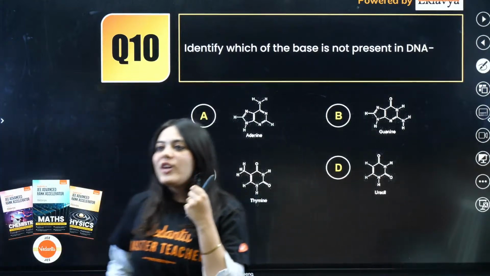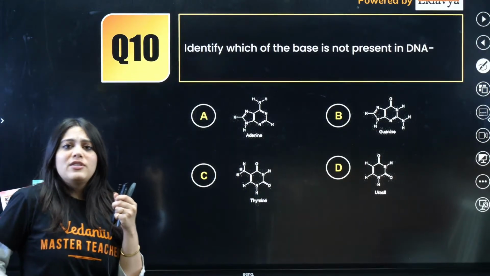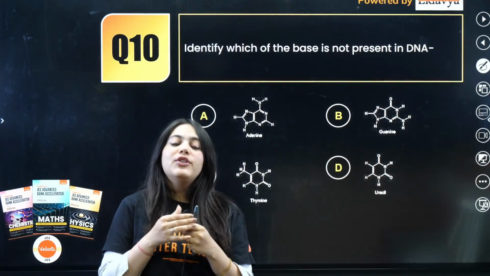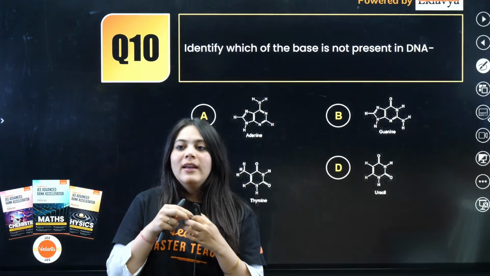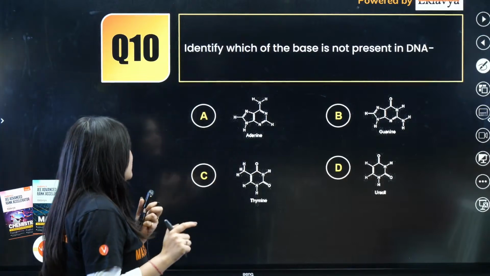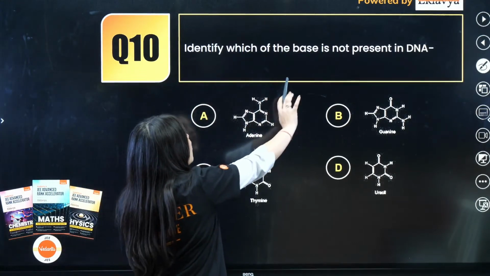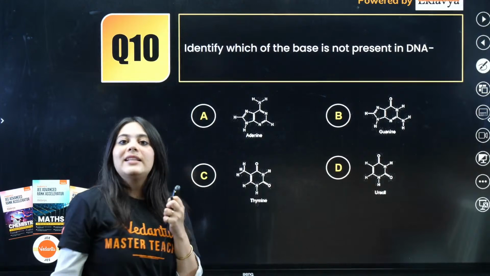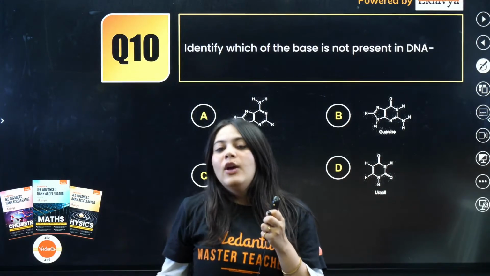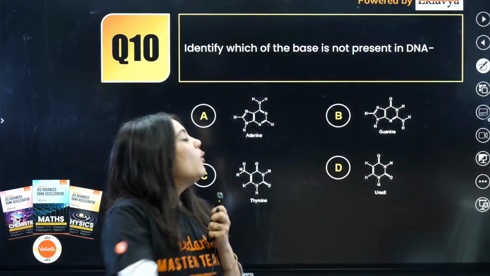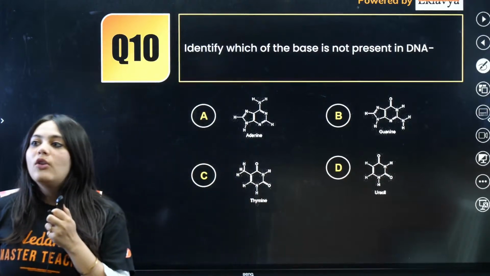Next question, everybody, is for you. Once again, which chapter is this? Biomolecules question. So in every shift you must expect at least one biomolecule question, right? Identify which of the bases is not present in DNA. Who all got it as correct?